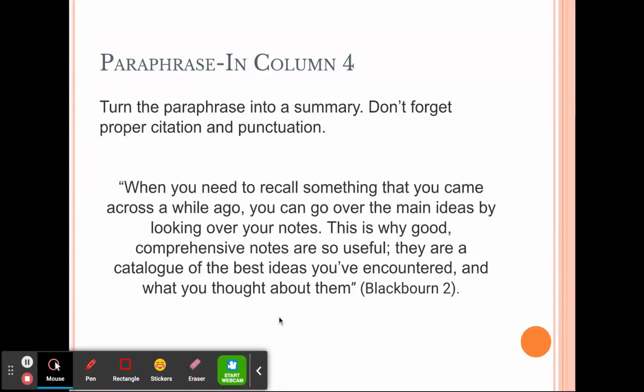So you are going to do that right now. I'd like you to just do the first sentence. So take this sentence. When you need to recall something that you came across a while ago, you can go over the main ideas by looking over your notes. Take that first sentence and put it into your own words. How would you say that same sentence? Then when you're done with that, don't put the quotation marks around it because it's not someone else's words, but you do still need Blackboard 2 to show it's someone else's ideas. So pause and complete that right now.